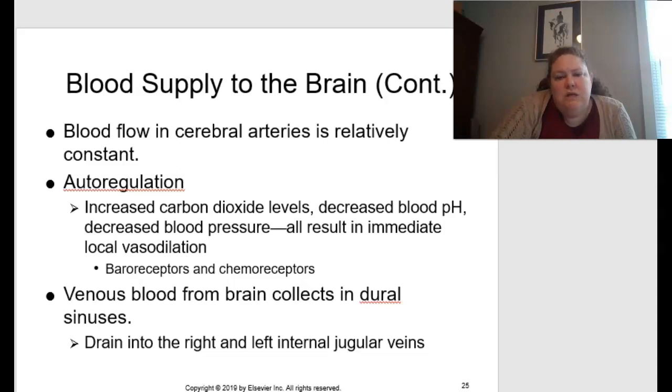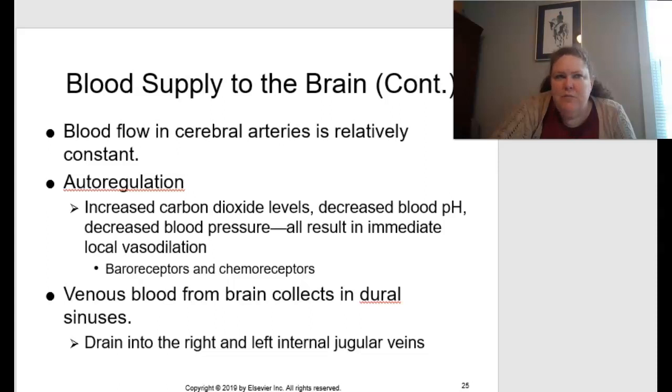So with the autoregulation, if it detects an increased carbon dioxide level, decreased blood pH, or a decrease in blood pressure, these are all going to result in immediate local vasodilation. And vasodilation, remember, is when those vessels are going to dilate or get bigger. And so that means that more blood can whoosh through and take care of that. We also have baroreceptors and chemoreceptors that feed in and help to make sure that this stays at that homeostatic level.